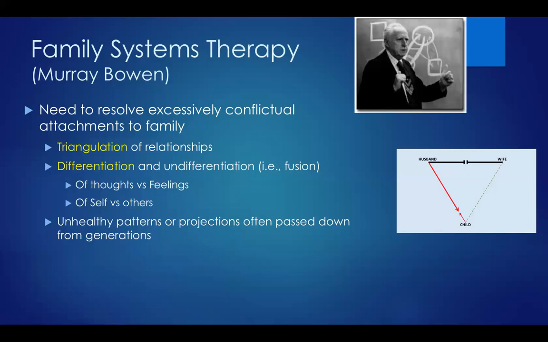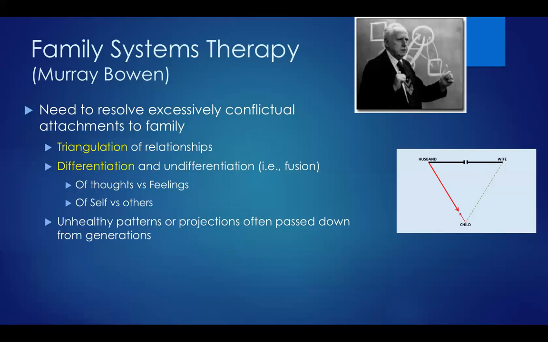And how this might affect the child is, let's say now the mom and the child are really close, and the child becomes fused with the mom. And so now there's conflict between the child and the dad. So it sort of transferred this block to the child. So it can just really affect all of the relationships.